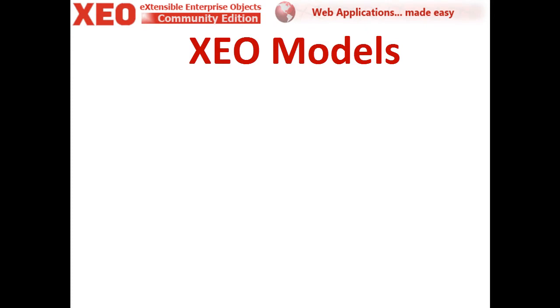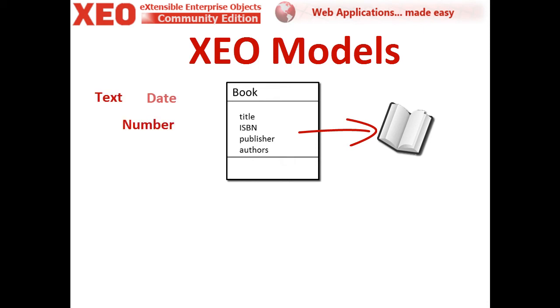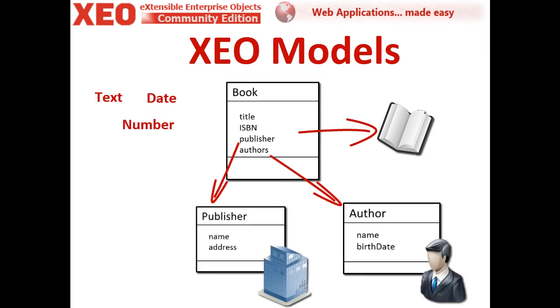At the most basic level, XEO models are defined by a set of attributes. Attributes represent properties from a real-world entity. You can have several types of attributes, such as text, number, date, or relation attributes, such as object, a one-to-one relation, or a collection, a one-to-n relation, etc.